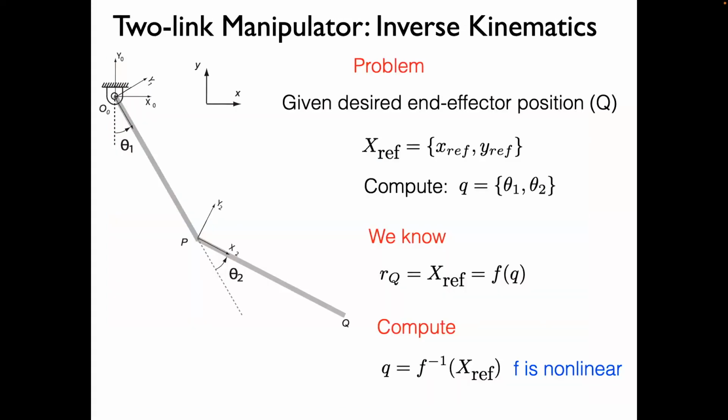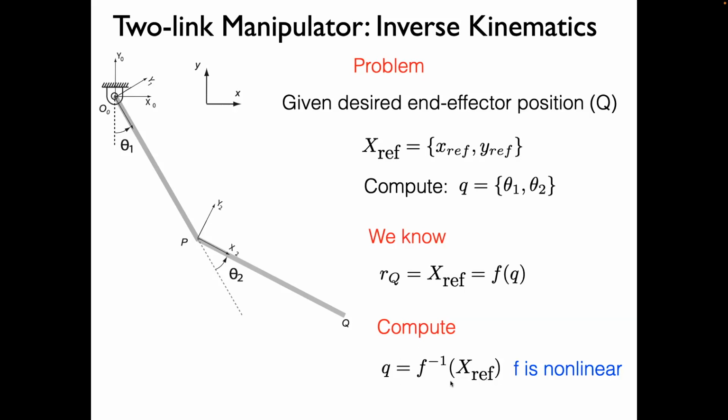This is some theory which is associated with inverse kinematics. The problem definition is that we are given the desired end effector position, which is the position of Q, as x ref, y ref, which would be points on the circle. Here we are asked to compute the angles θ1 and θ2 such that Q would follow that curve. So we know the position of Q, x ref, and we want to basically invert this f so that we can compute Q.